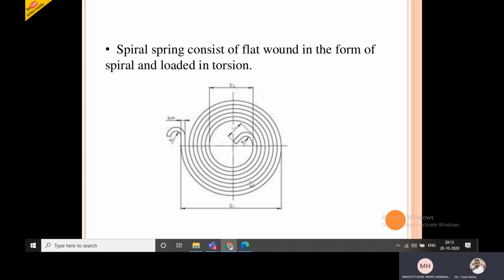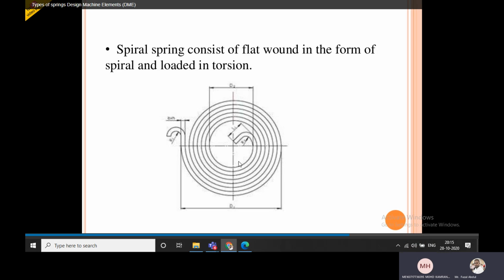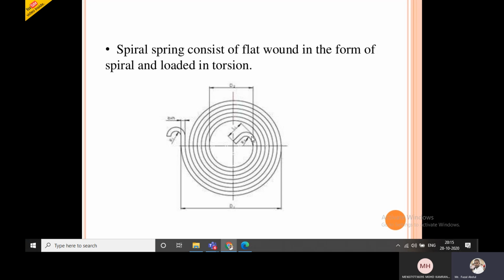This is the spiral spring. This spiral spring you can find in old-day clocks, the alarm clock. And small kids playing with cars or toys, there you can find these spiral springs.